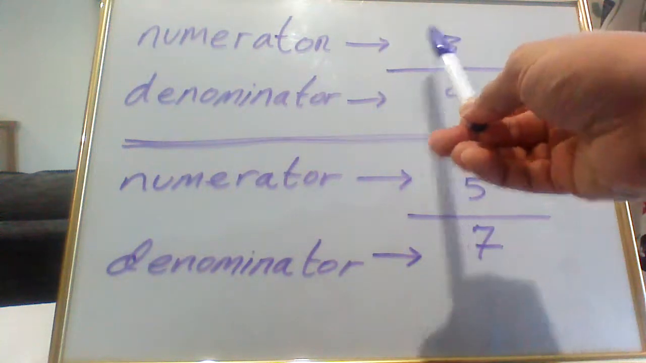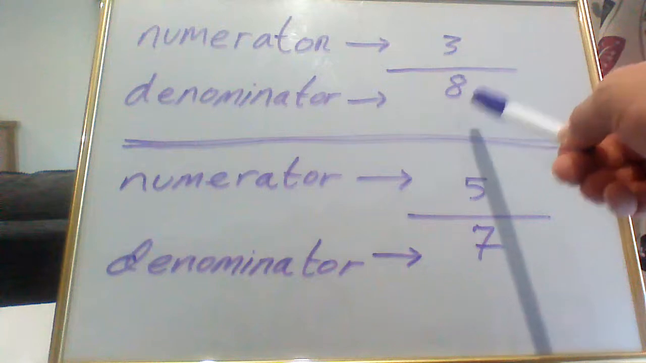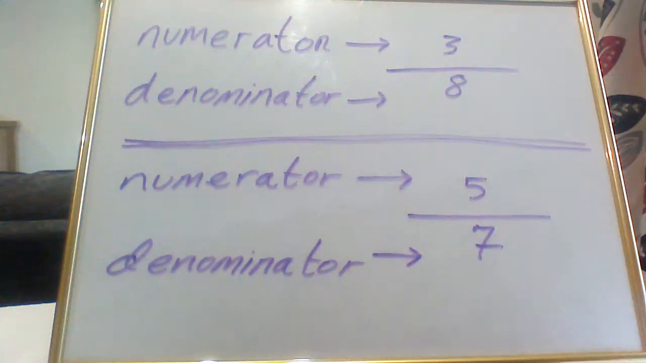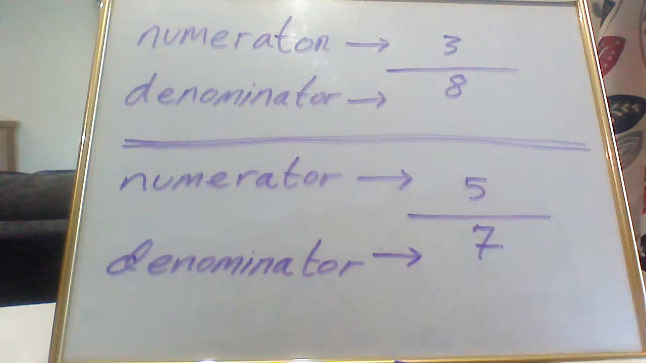The top number, in other words the number above the line, is always called the numerator. The number below the line is always called the denominator. Same again in this example here. So the 5 is the numerator, the 7 is the denominator.